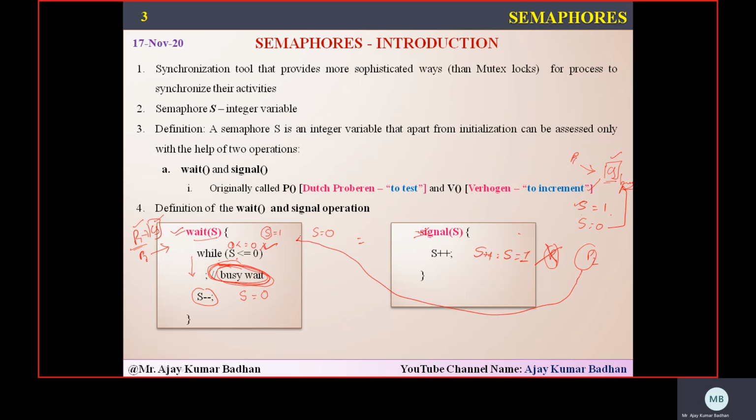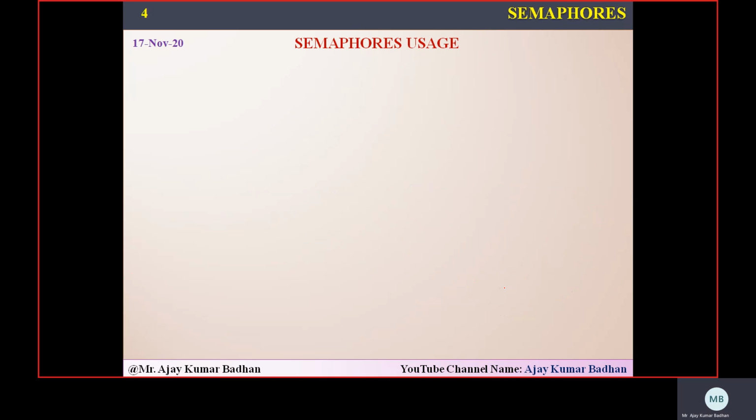P2 is trying now. This time again he is executing wait. Now the value of S is 1. 1 is less than or equal to 0, condition failed. Skip this particular part. So S minus minus, now S becomes 0 and the critical section is allocated to process P2. Now P2 is executing in the critical section. Once P2 completes execution, he will call signal. Now again the S value will become 1. So this is the whole process of how, one by one, the processes enter into the critical section and execute. I hope it's very clear with this.